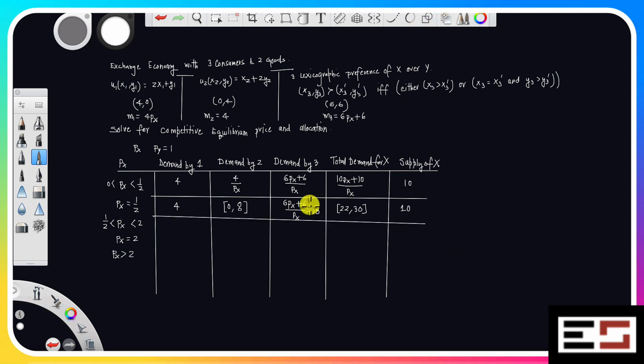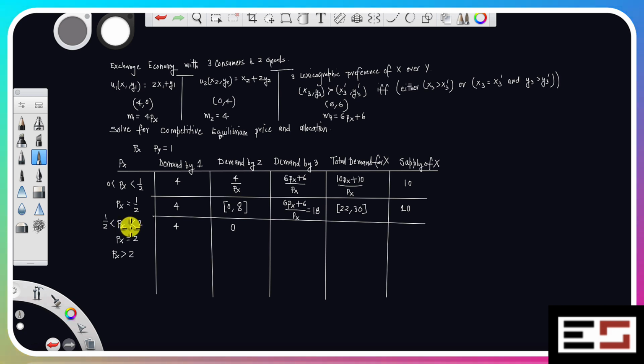Okay, so the next possibility is that Px is between half and 2. Now when Px is between half and 2, consumer 1 will still spend all his money on X. So the amount of X that consumer 1 can afford is 4Px by Px, which is 4 units. Consumer 2 will demand 0 units of X at Px between half and 2, because now the MRS is actually less than the price of X.